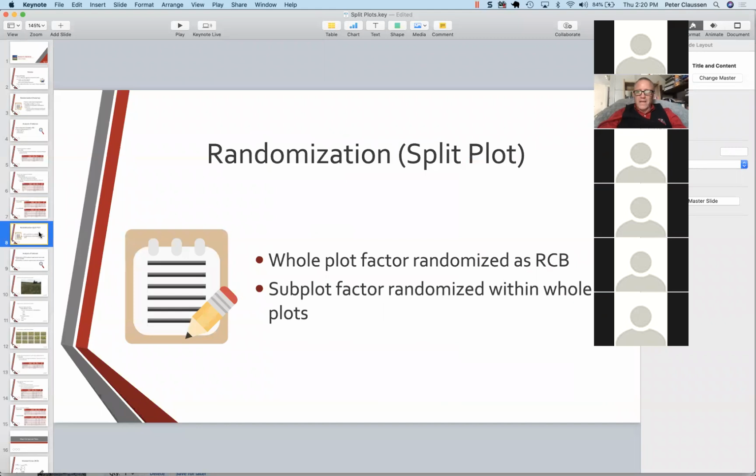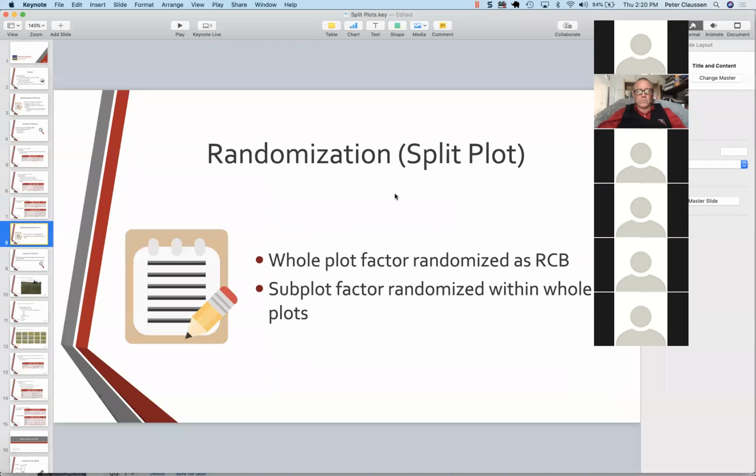So let's go to the next step, which is what makes a split plot different from a standard factorial design. And I probably should have segued with a different screen here. I didn't realize it was an abrupt transition.